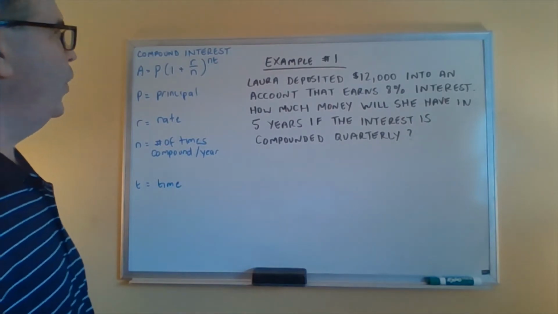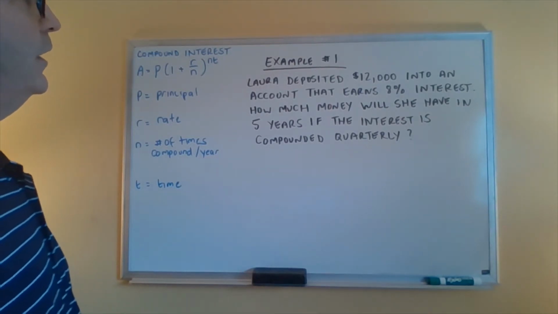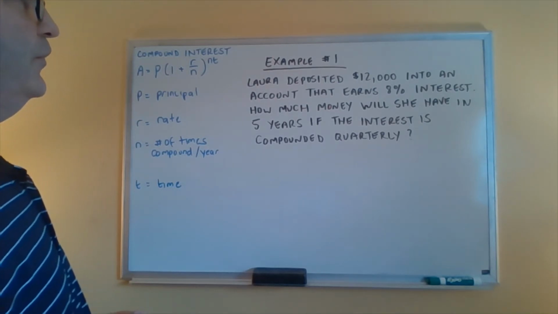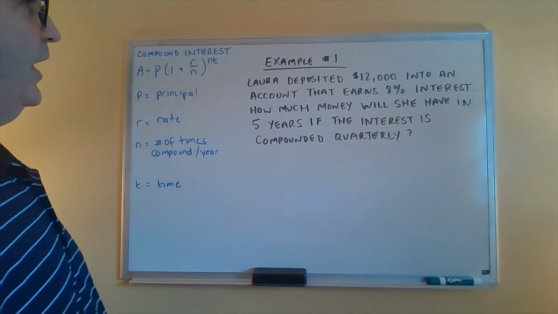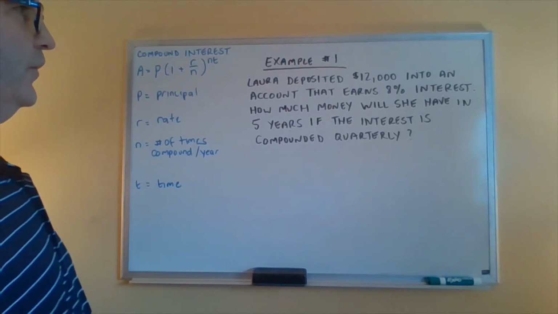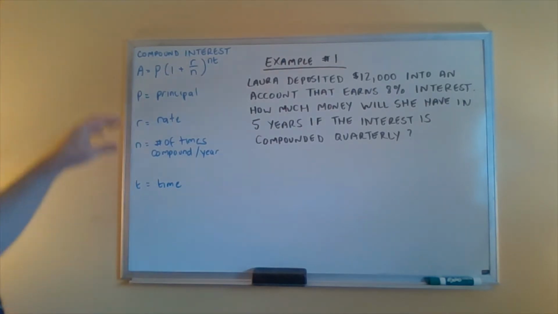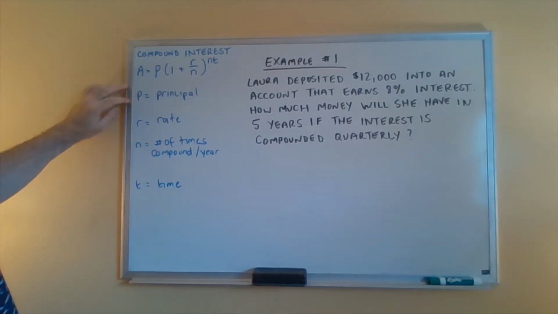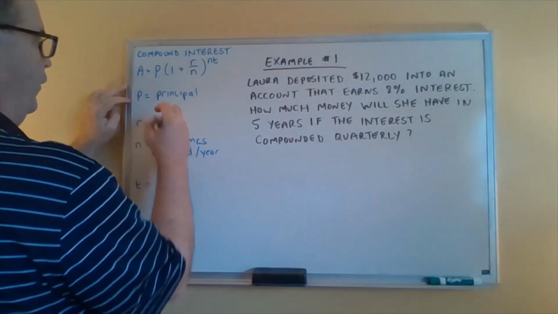Here is example 1 in dealing with compound interest. Laura deposited $12,000 into an account that earns 8% interest. How much money will she have in 5 years if the interest is compounded quarterly? All right, so let's figure out our P, our R, and our T. Our principal is our initial amount. We're told here that that's $12,000.